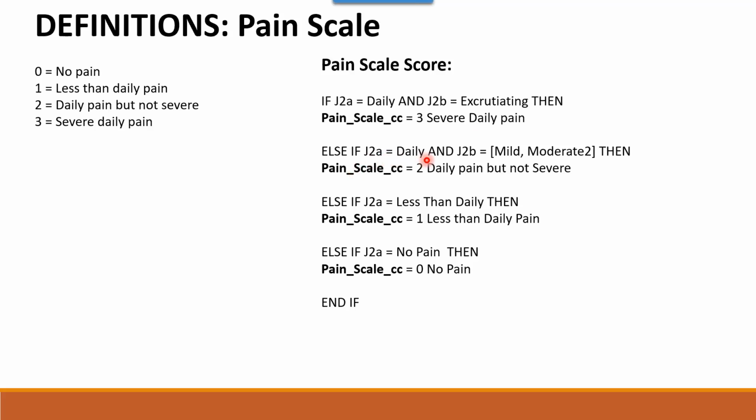However, if J2A is still daily, but J2B says they're either moderate pain or mild pain, then we're going to say daily pain, but it's not severe. And then if the frequency is less than daily, okay, then the pain scale is going to be 1, less than daily pain. Else, if J2A equals no pain, then we're going to say no pain on the scale. So that's the scale we're going to use, and you'll see that when we do calculate the change in pain, whether or not the person's pain has increased or declined.